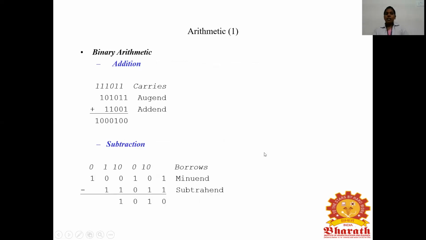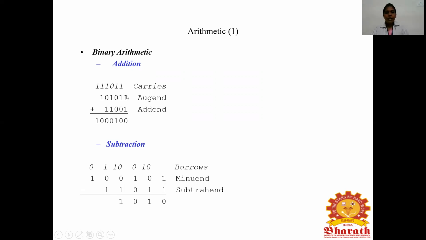Once you have learned about the binary number, octal number, and hexadecimal number, we are going to perform arithmetic operations on these numbers. First we'll see binary arithmetic, that is addition, subtraction, multiplication, and division. We'll see an example for addition. The augend is 1 0 1 0 1 1 and the addend is 1 1 0 0 1. So we are going to add them.